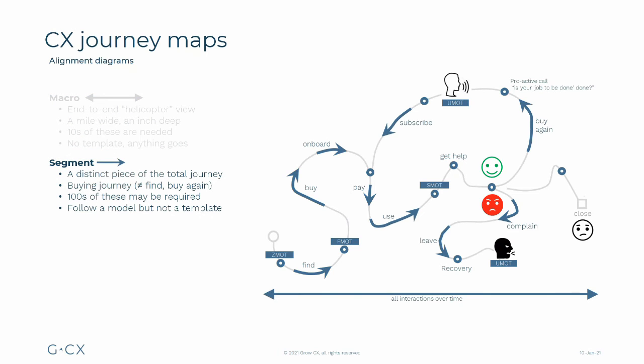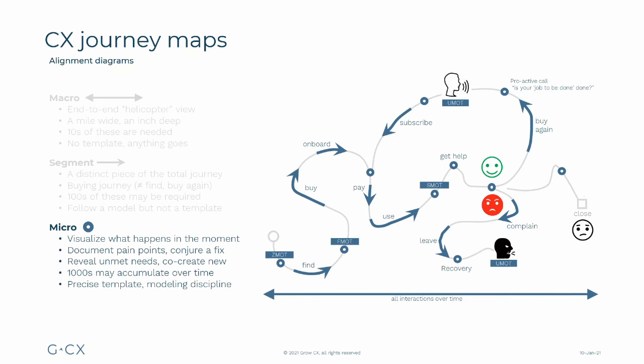This, what I would call segment. Typically a buying journey is a distinct piece of the total journey. I would think that the finding journey is separate from the buying journey. We often see those blurred together. And then certainly the buy again journey cannot be the same as the buy first time.